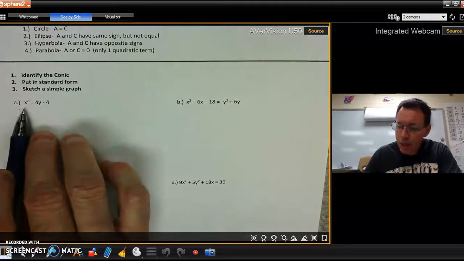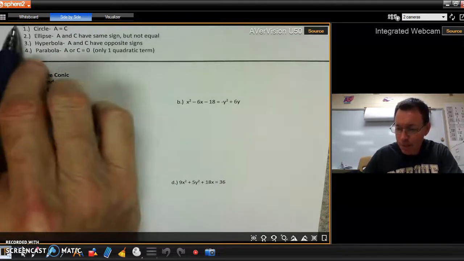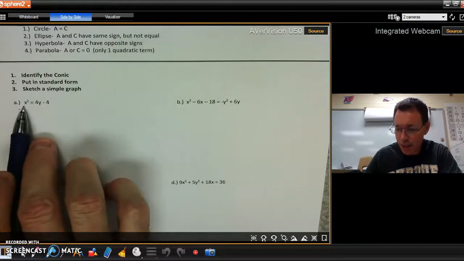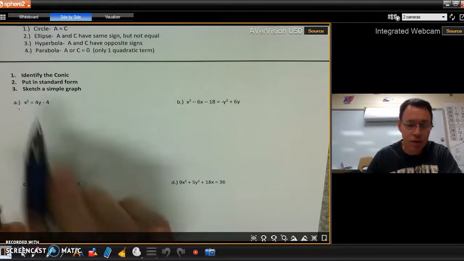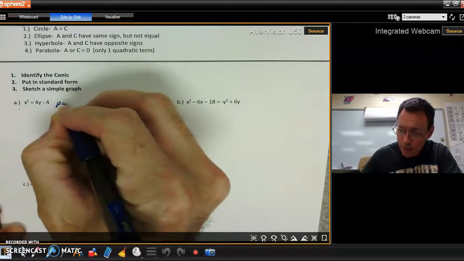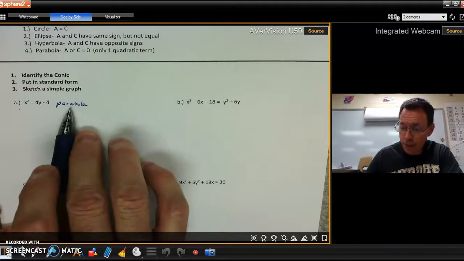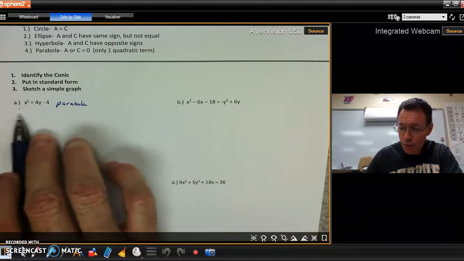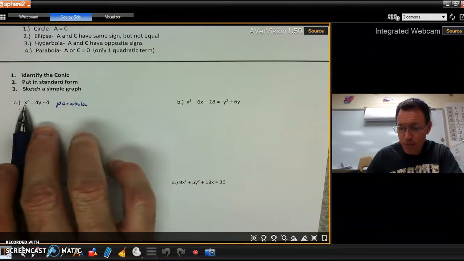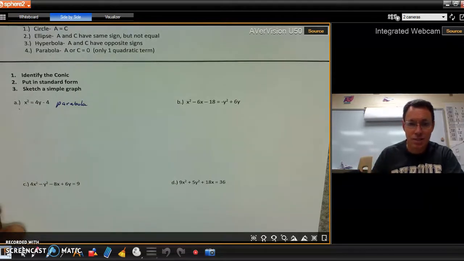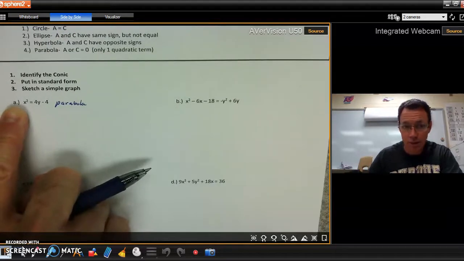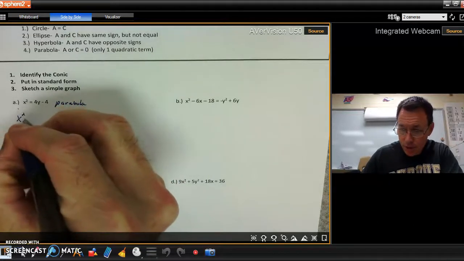Okay, so the first example, I need to compare my squared terms. So I've got an x squared and I do not have a y squared. So right away, I know that this is a parabola. And now I can get this in standard form. For a parabola, I want my x squared on one side and then I want everything else on the other side. Well, the x squared's already on the other side. There is no x connected to that x squared, which means there's nothing to complete the square with. This x squared is already good.